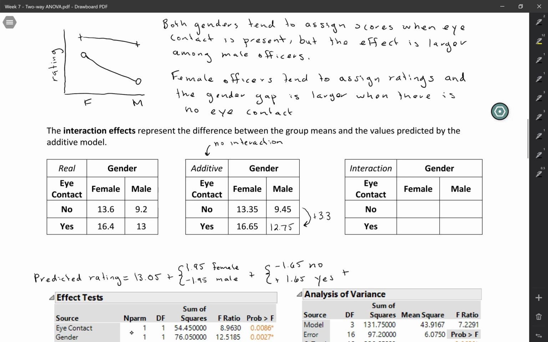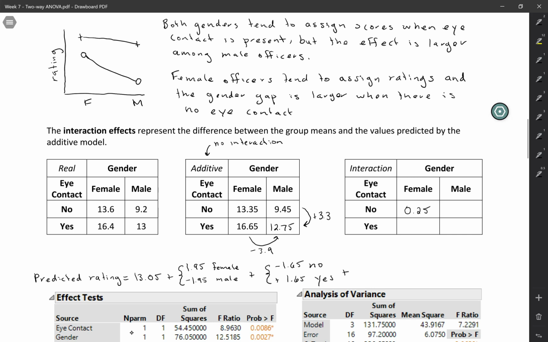And we can do the same sort of thing for the gender effect. So if we want to go from female to male, we're going to subtract 3.9, and that's going to be true whether you're talking about no eye contact or eye contact. So then the interaction effects are the difference between what we got in the real data and what the additive model predicted. So in the real data, the mean for female officers who saw the photo with no eye contact was 13.6. If we subtract the additive model's prediction from that, we get a difference of 0.25.